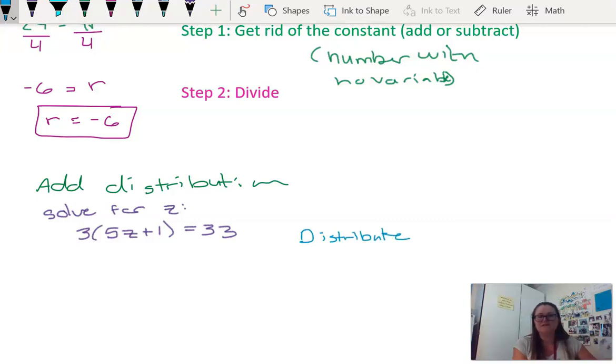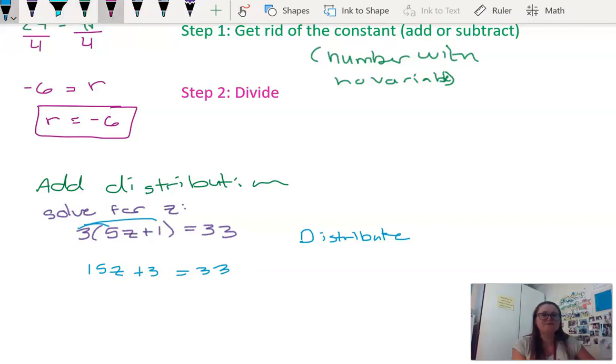And I want you to pay attention to what I'm doing here, because I'm doing my math over here and then I'm explaining it over on the right side. You will have to do this at some point this year. So if you wanted to practice on these, you could, but it's going to come. You'll have a test where you have to do this part. So I'm going to distribute 3 times 5z and 3 times 1. This is 15z plus 3 equals 33.